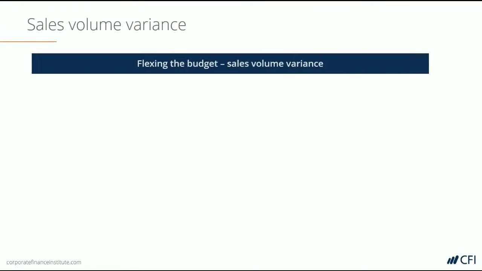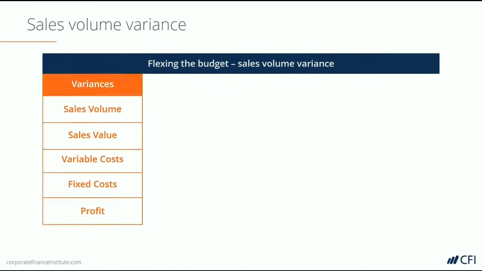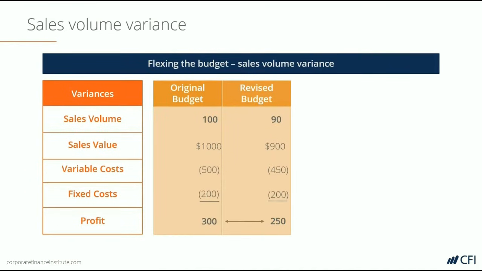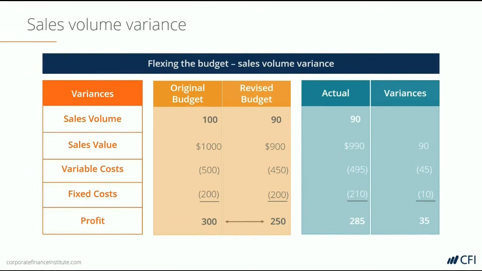Let's start our variance analysis by looking at volume and price. These are the two main drivers of revenue and the most likely causes for the miss on revenue. Alright, so let's look at flexing the budget, the sales volume. So what you can see here is an original budget with 100 units of volume for sale, a revised budget of 90, and the actual numbers that came in of 90. So what you can see here in this variance analysis is that the sales revenue number that was different than the budget was not because of a volume change. The revised budget and the actual numbers are the same in volume.